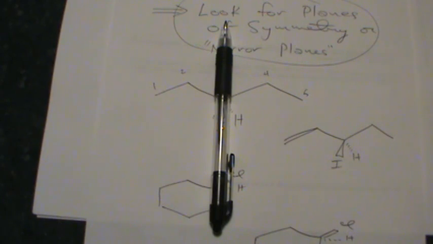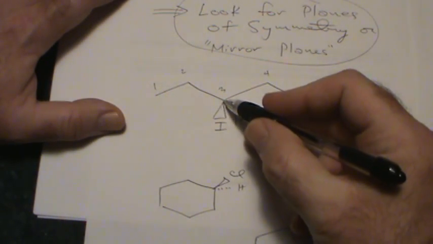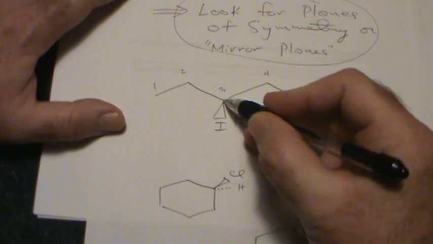Whenever you see that, we say that the molecule has a plane of symmetry or a mirror plane, and it must be achiral. Notice that I didn't consider carbon 3, or the iodine or the hydrogen, because they actually lie in the plane.